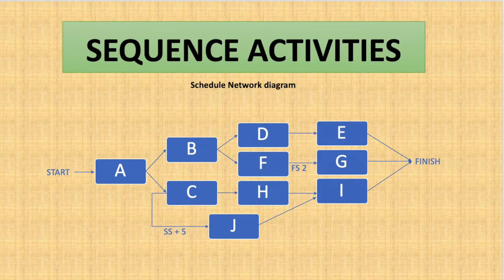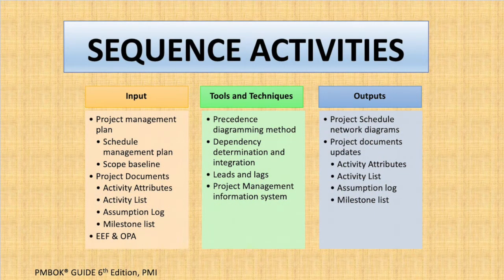Also as an output, we have project document updates: the activity attributes document will be updated, the activity list will be updated, the assumption log, and the milestone list. So all these documents will be updated once we use all these tools and techniques and create a sequence between activities. Finally, we have the project schedule network diagram and project document updates.